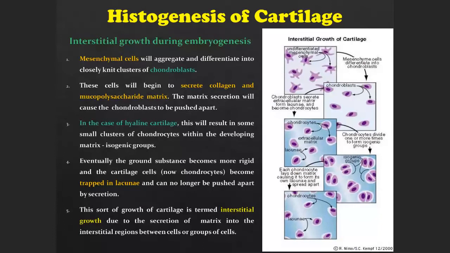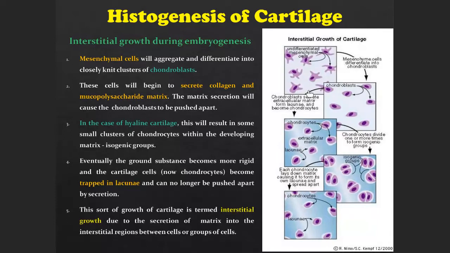Now coming to histogenesis. Don't read this, you will get confused. I will show you from the diagram. When we started the lecture, I told you that these are basically undifferentiated mesenchymal cells. So how does cartilage formation start? This is what we are going to discuss in this slide. In a very simple way, I am going to explain it to you.